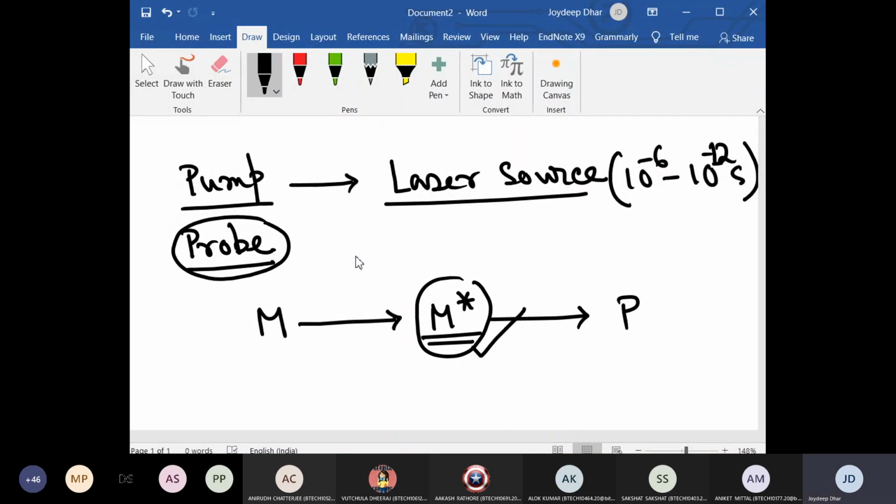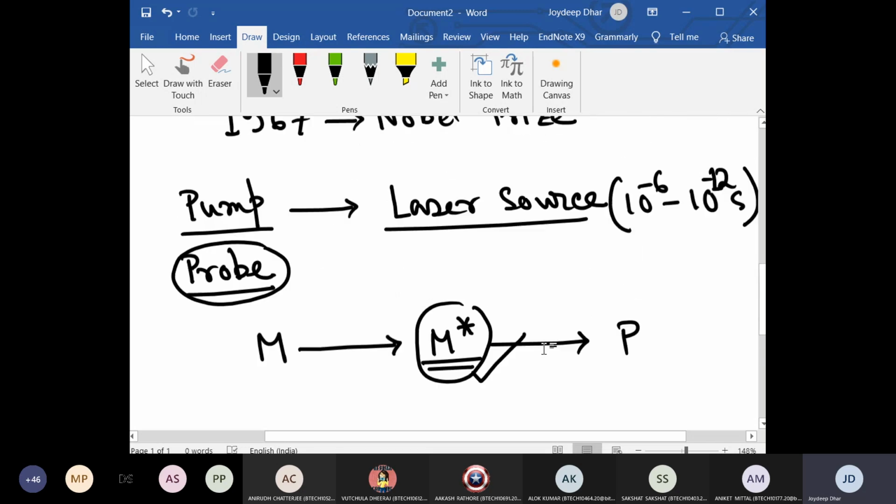Over a period of time, that M star will be converted into product, so we can see the interaction of the light, that is, the electromagnetic wave coming from the probe, and M star. They will interact among themselves, and you will get some signal. We can record that through spectroscopy. That is known as transition state spectroscopy, because this M star is an intermediate or transition state. This short note you can read.